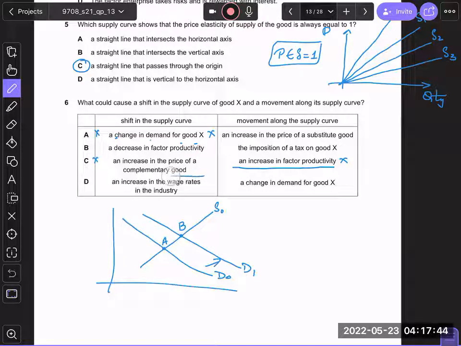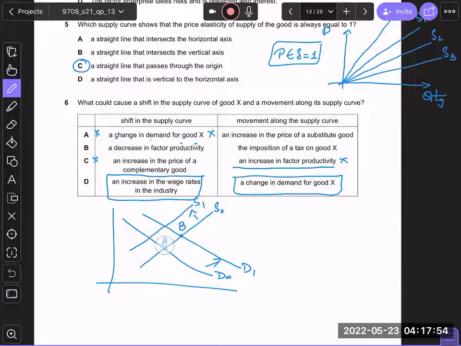Increase in the wage rate. If the wages are increasing, the supply curve will shift backwards. And a change in the demand for good X. If the demand is changing, you will move from point A to point B. So the answer should be D.